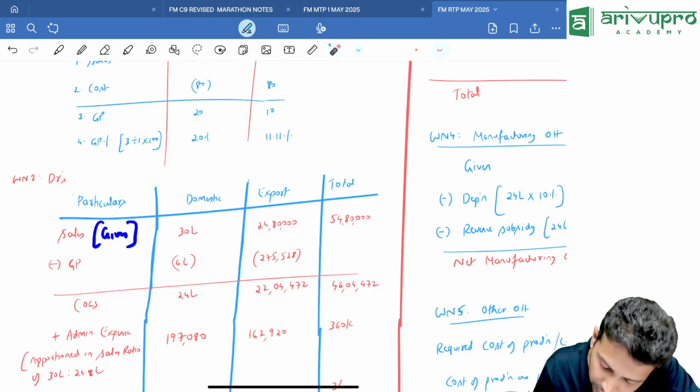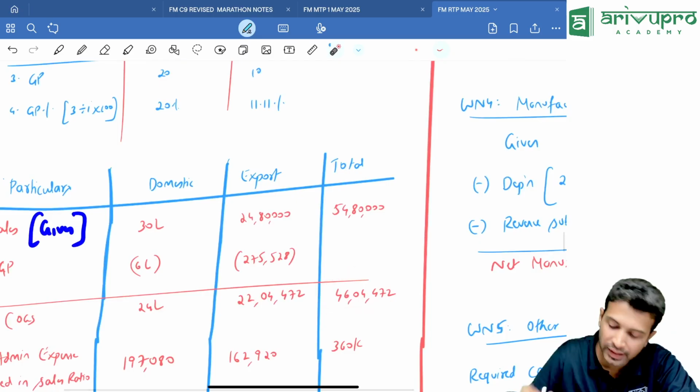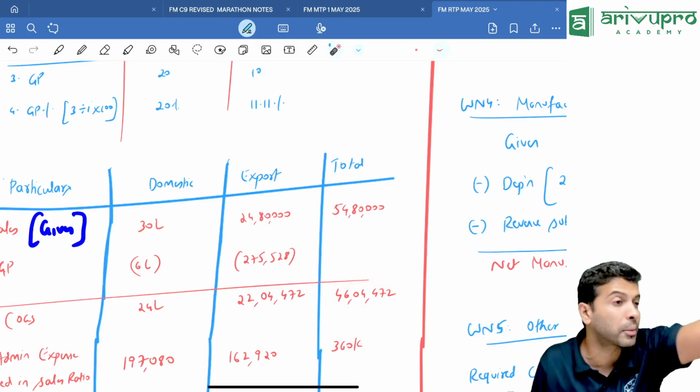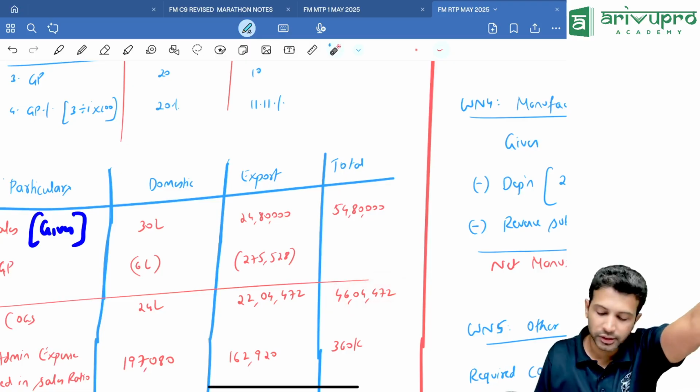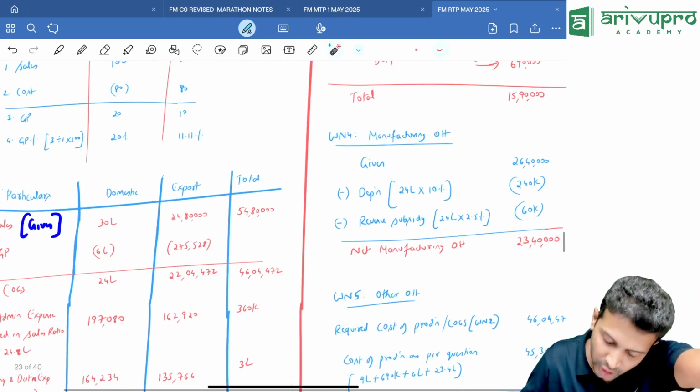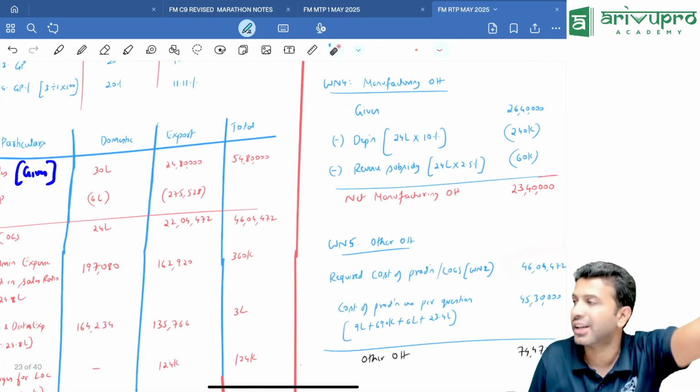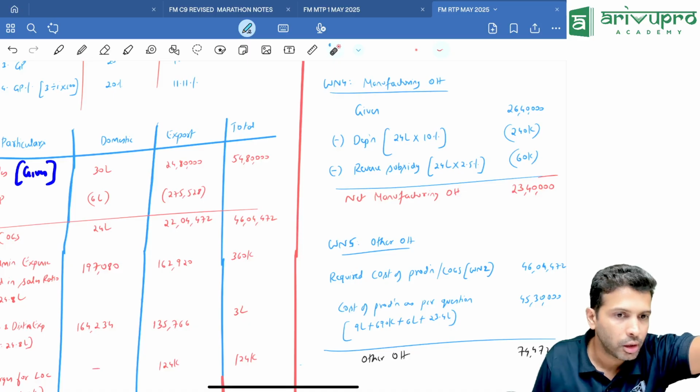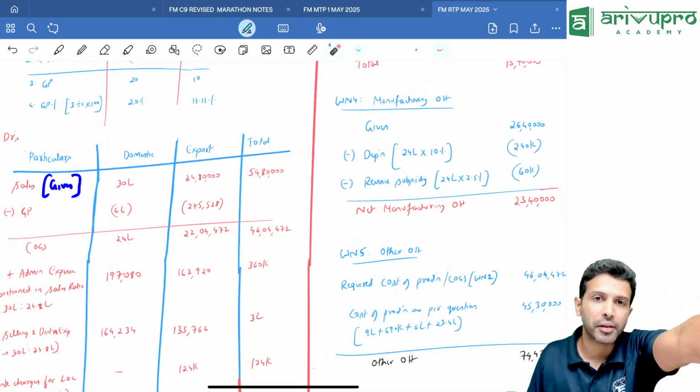Punch in your number, calculator. Or in fact, leave this number. What is the number we should get? 46,04,472. This is the required cost of production. Any problem? No. Now let's see what data they've given in the question.